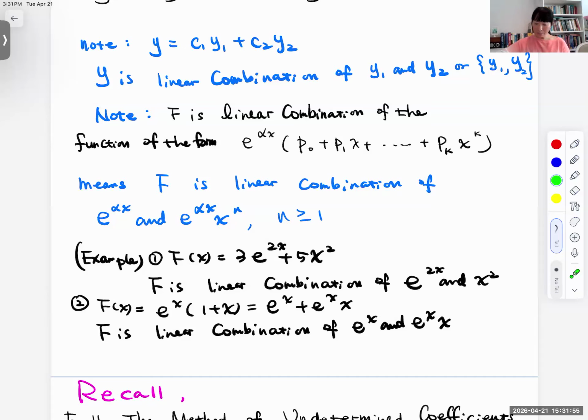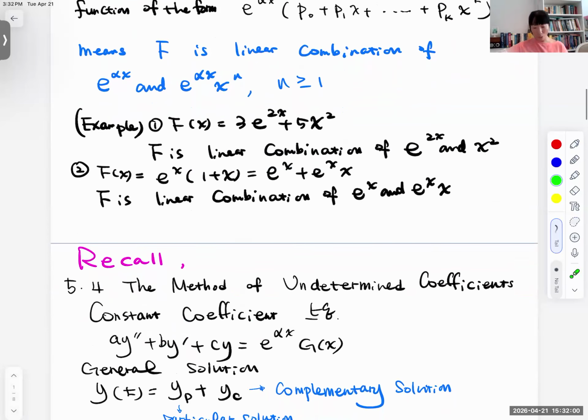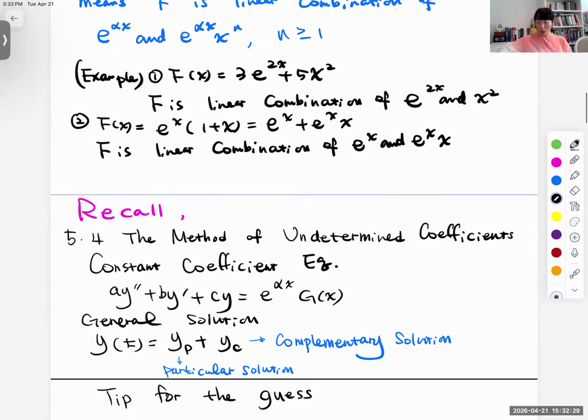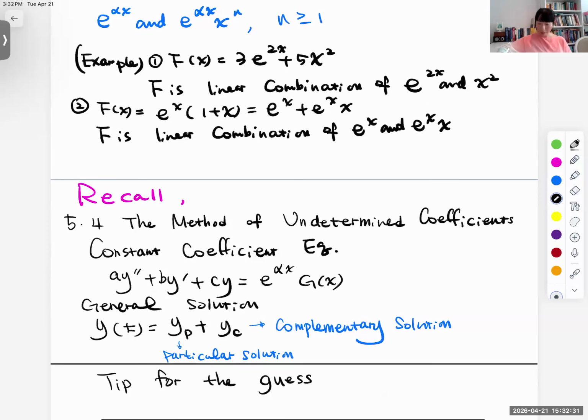As I told you earlier, this is from section 5.4, the method of undetermined coefficients for constant coefficient equations. Let me write down... Oh no, not write down. Sorry about that. I don't know why I'm rushing right now. Let me relax a little bit. This is a recall, that's why. All right, let's review this one.